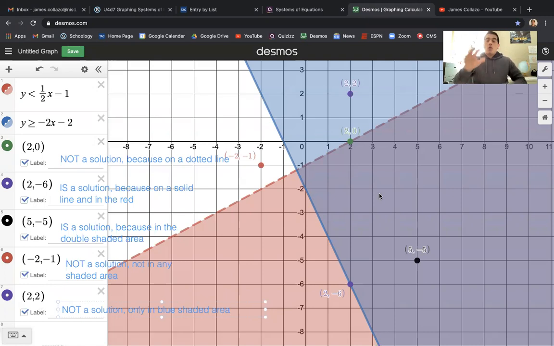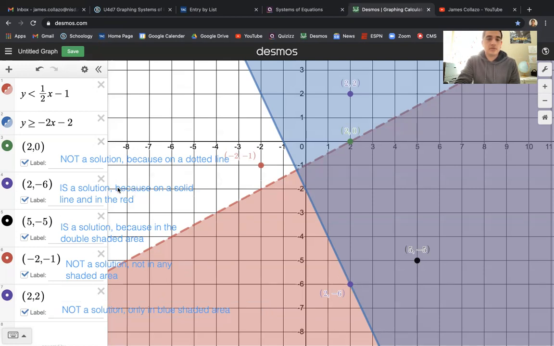Because remember, the only way for a point to be a solution for the system is for it to be either in the double shaded or on a solid line touching the double shaded, okay? So just like this point right here, 2, -6, that's a solution. But if it was up here, like -1, 0, that would not be a solution, even though it's on the solid line, because it's not on the solid line touching the double shaded. Okay, so 2, -6 would be a solution, right?